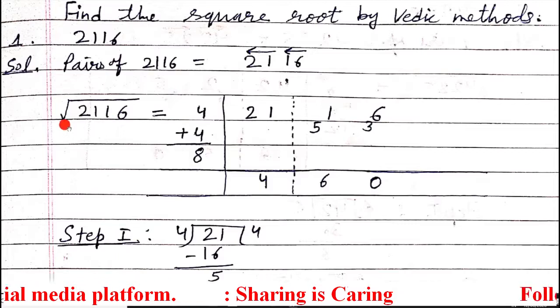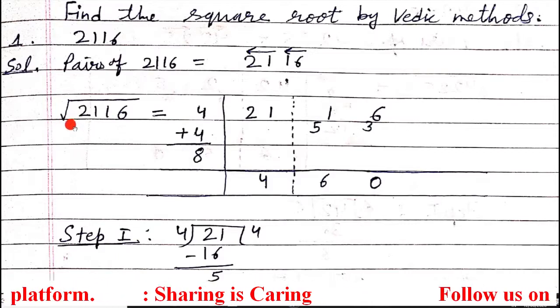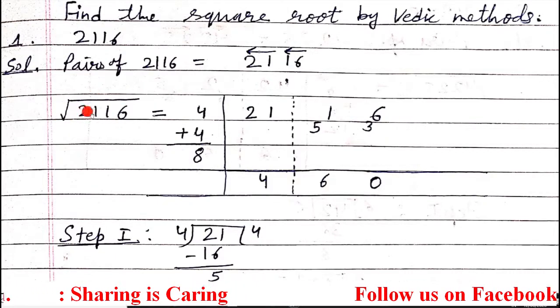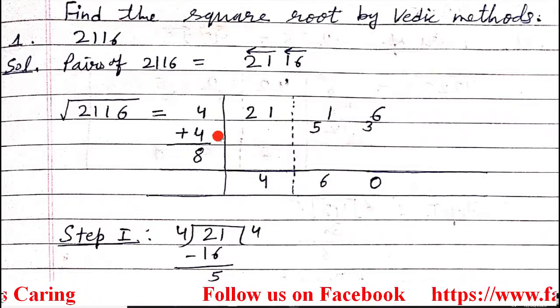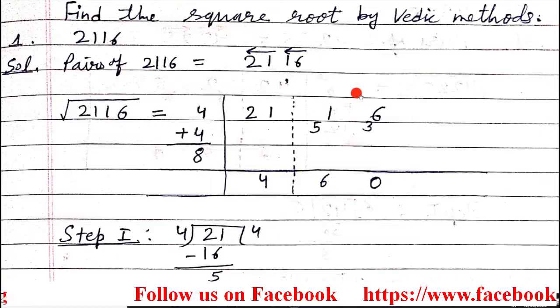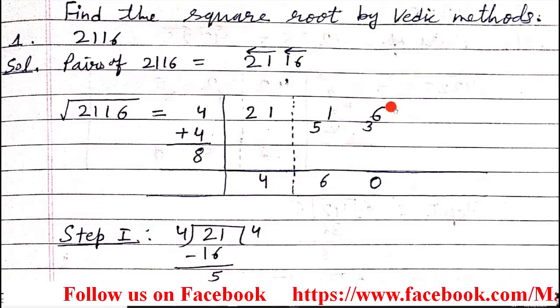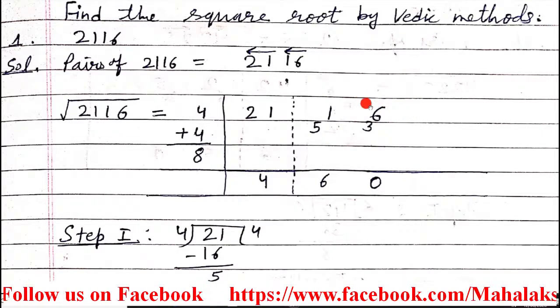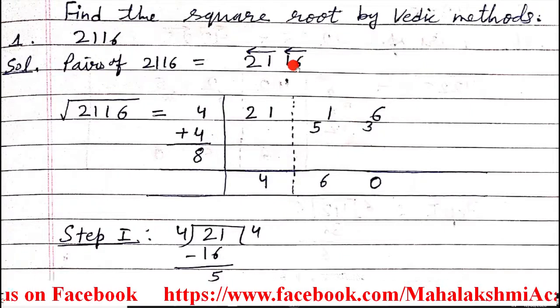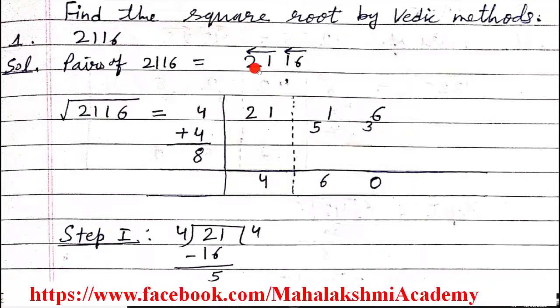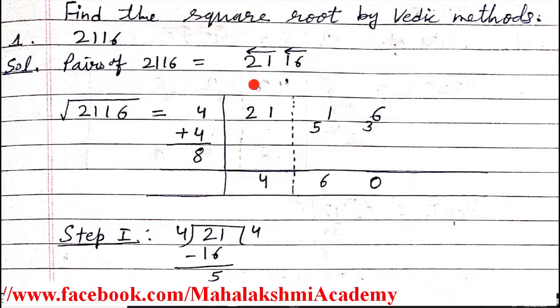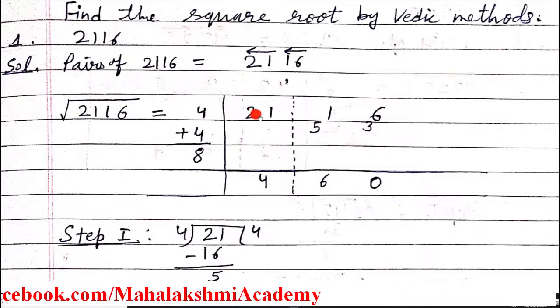Then we'll write the root symbol, because we are finding the square root, then 2116 equal to, and make 3 lines, 3 sections: first section, second section and third section. We'll start entering from the third section. In the third section you enter the pair from the backside, and in the second section you enter 21.